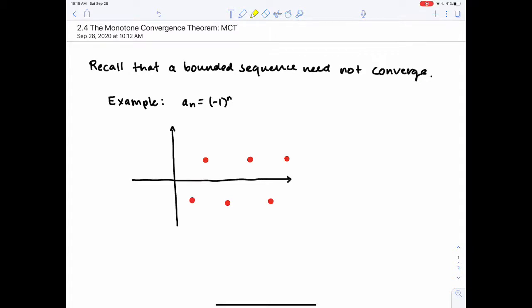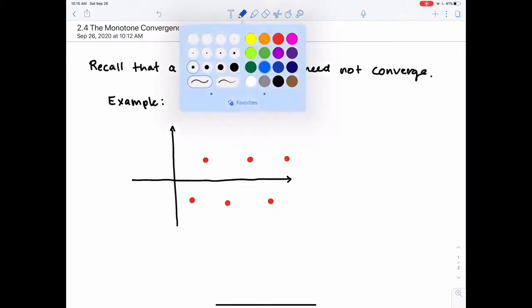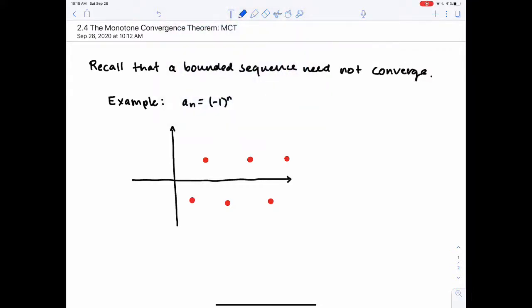Before I introduce the theorem, I just want to point out some motivation. So recall that a bounded sequence need not converge. It could still diverge due to oscillation. Keep in mind there are two ways for a sequence to diverge. It could either diverge to infinity or it could diverge due to oscillation.